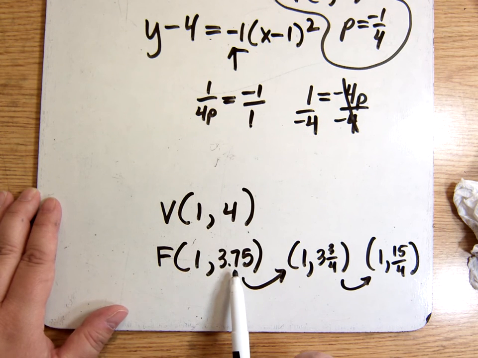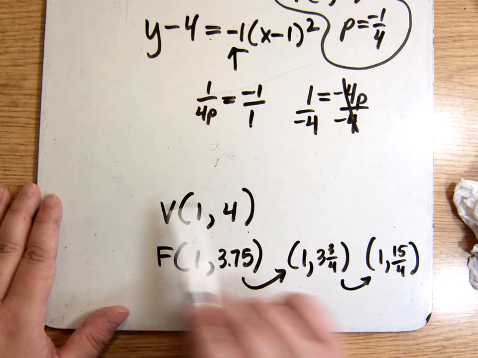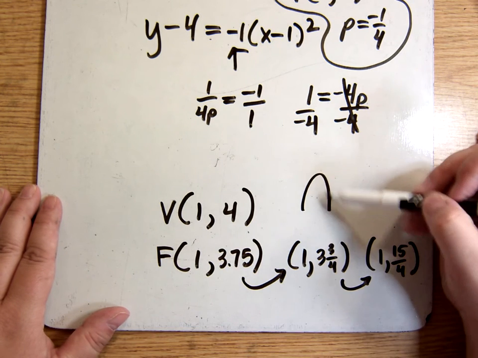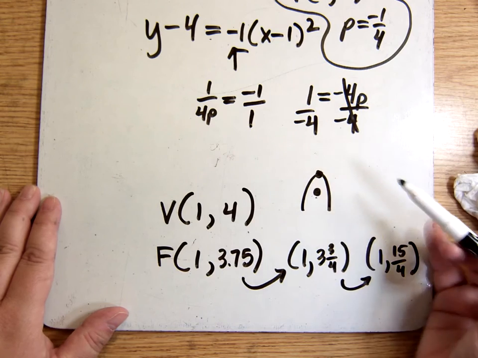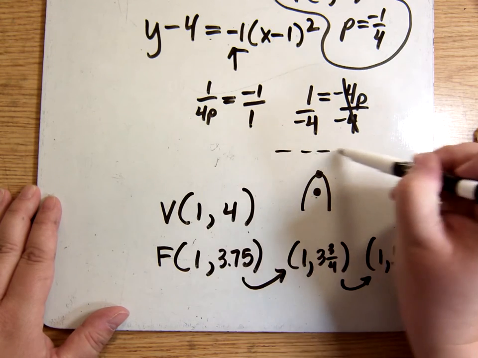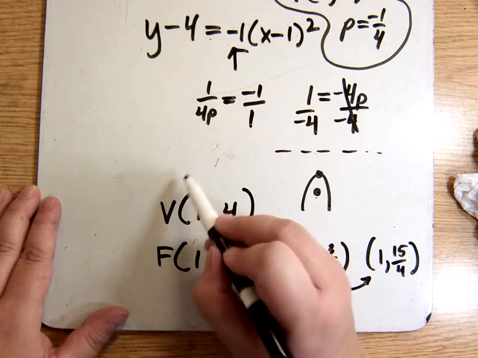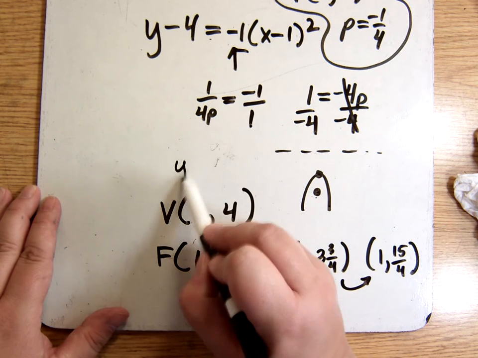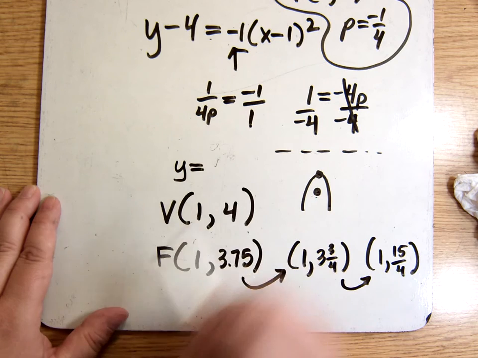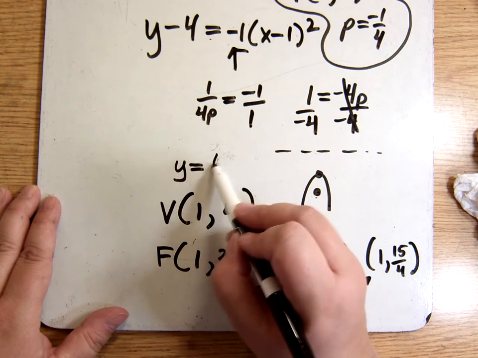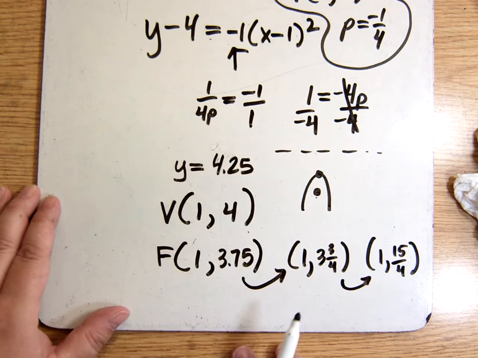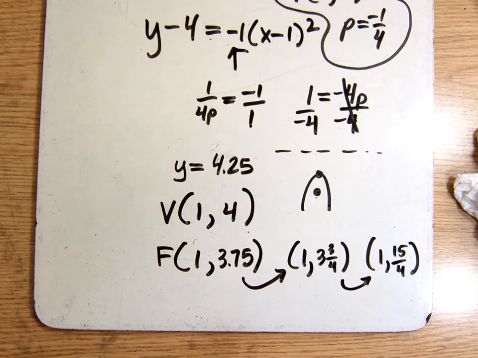If the focus is down from the vertex, here's the vertex, here's the focus, the directrix is up from the vertex. So I need to add to the 4. I need to move up from 4. So my directrix is at y equals 4 and 1/4. Add 1/4, or 4.25. I'd be okay with that on this. Okay, so 4 1/4, 4.25, or 17/4. Any of those is fine.